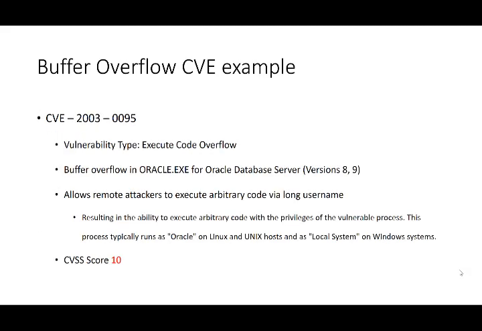Next, buffer overflow CVE examples. The first one is CVE 2003-0095. The vulnerability type is SQL code overflow. This vulnerability was found in the huge company Oracle's product, Oracle Database Server versions 8 and 9. This vulnerability allows remote attackers to execute arbitrary code through a long username. Even developers at huge companies make common mistakes, right? And the severity score is 10. Since they posted the CVE, it means they already fixed the issue.